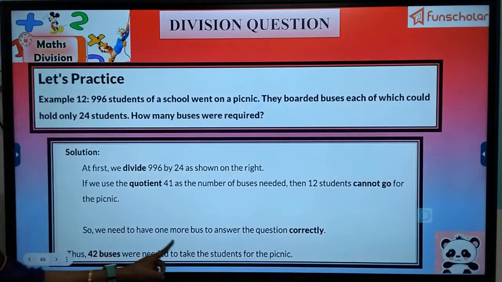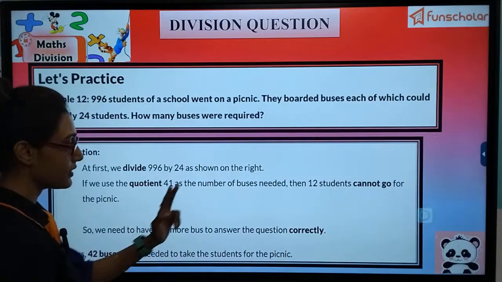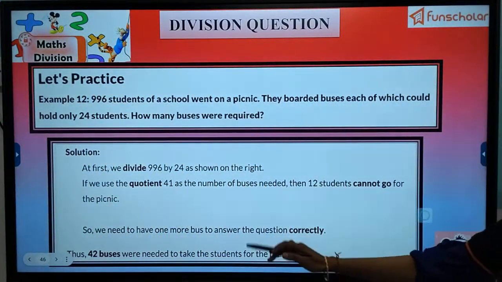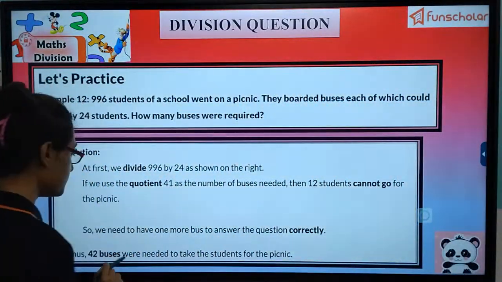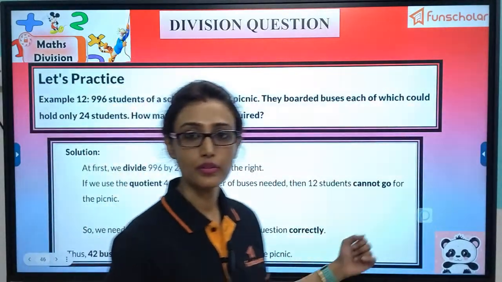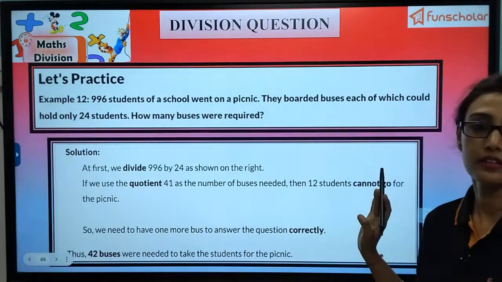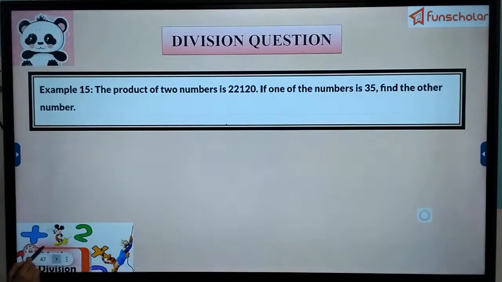See, 42 buses are taken. See, quotient is 41. So 12 students cannot go for the picnic. So we need another extra bus, that is 42 buses to take all the students for the picnic. So this was an excellent question. So this is the type of questions you are going to get in your exam.